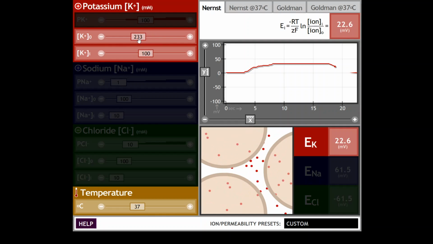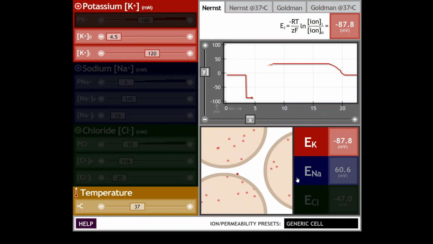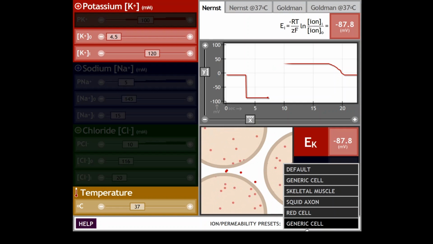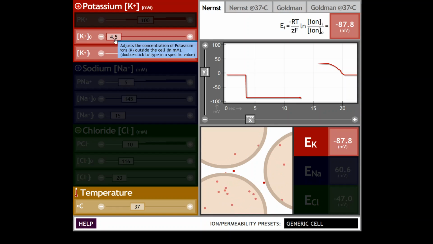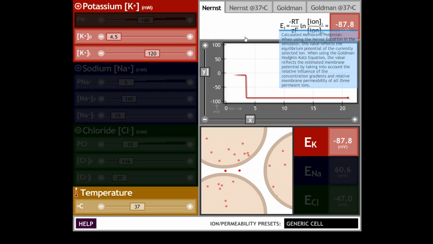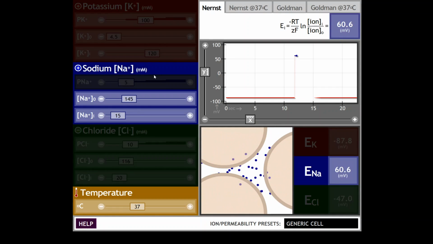But again, that doesn't reflect a typical cell. Here it lets you have different presets. The one called generic cell is closer to what we are calling typical. The outer concentration in this case is 4.5, inner is 120, and so you get an equilibrium potential of minus 87. If this was the only ion that was permeable, then you would in fact find that the equilibrium potential and the membrane potential are the same.